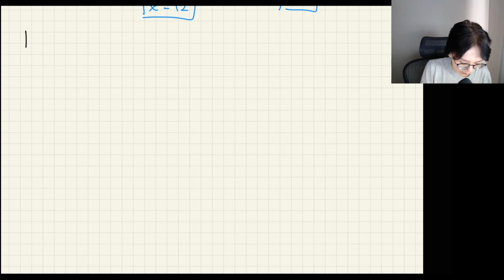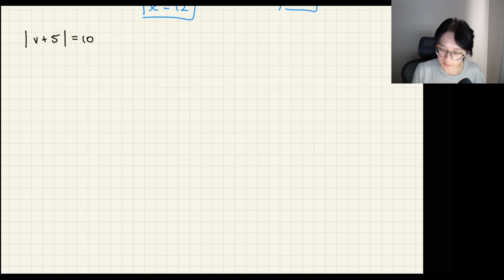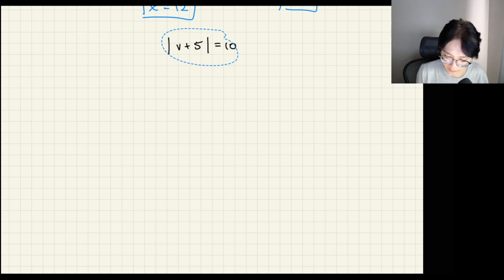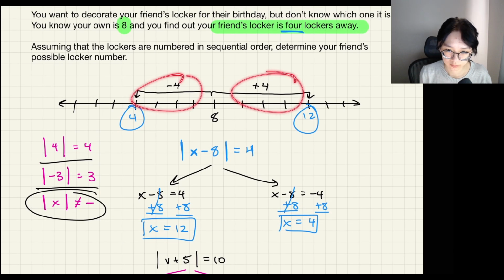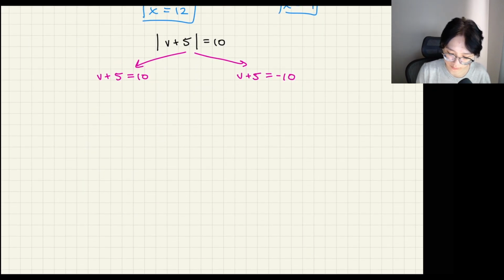Let's do absolute value of v plus 5 is equal to 10. So we're going to split these into two different equations, one that's equal to positive, and one that's equal to negative. Because ultimately what we're doing by splitting it into these two is we're getting rid of the absolute value bars. We're saying one where we're going to the left and one where we're going to the right of the number line. And then we solve like normal.